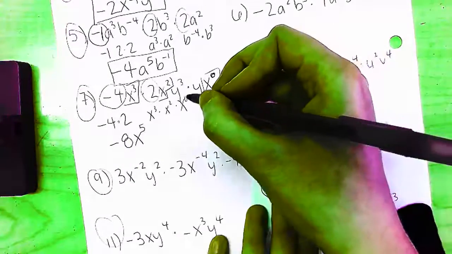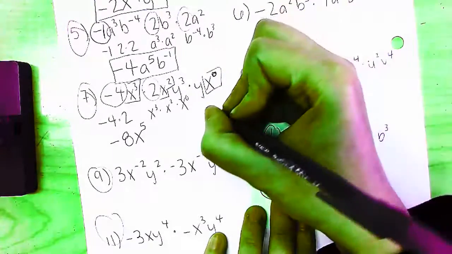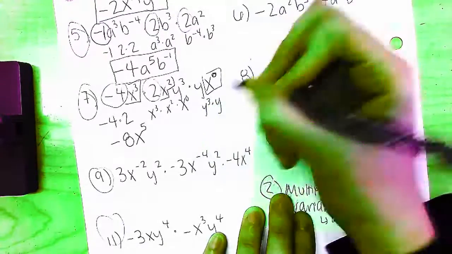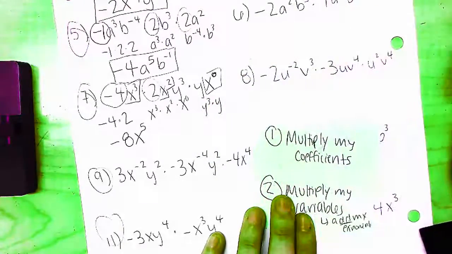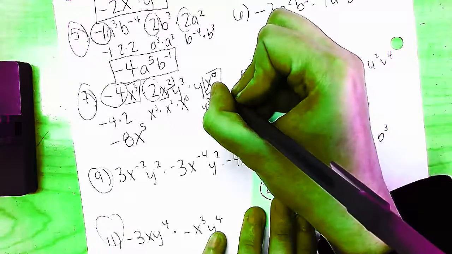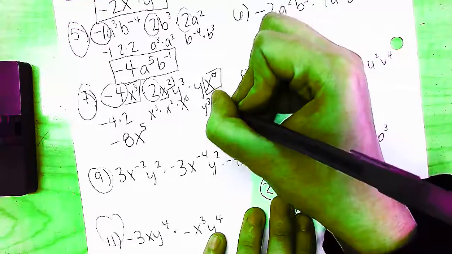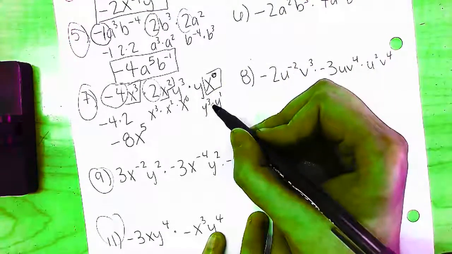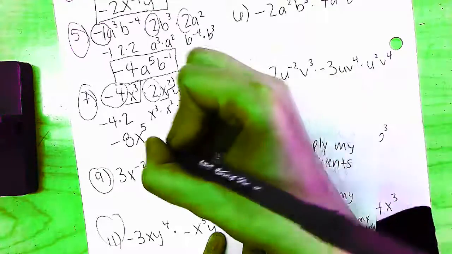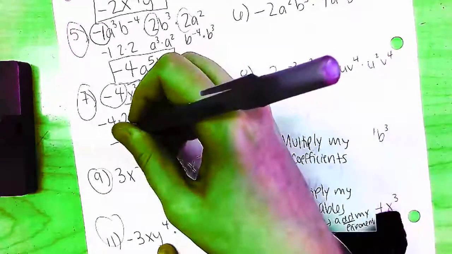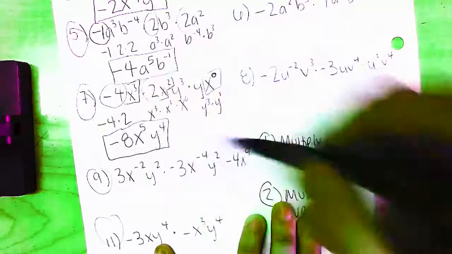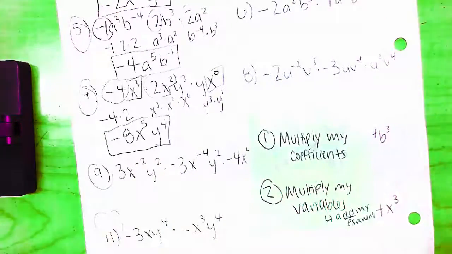Lastly, I see this little guy over here. I have a y to the third times y. If I don't see an exponent, I know that my invisible exponent is a 1 because I have only one y. So when I add 3 plus 1 together, it's going to give me y to the fourth. So I have negative 8 times x to the fifth times y to the fourth.